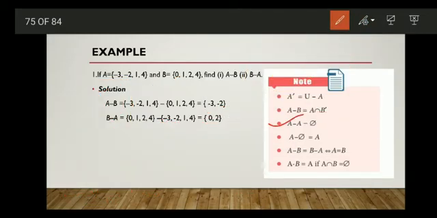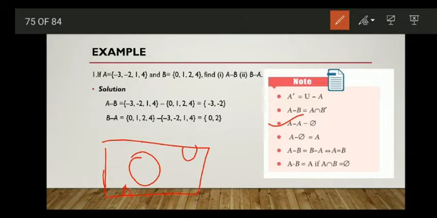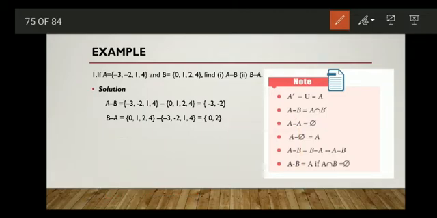See the next note. A difference A is equal to empty. So we'll draw A. This is the Venn diagram of A. So elements in A, difference A. So removing the elements of A from elements of A. So what will be that? That will be equal to empty. So see the next one. A difference empty is equal to A. Obviously, right. From A, if you remove nothing, then it will be the same thing, right? So A difference empty set is equal to A.